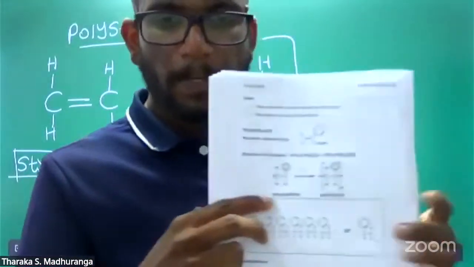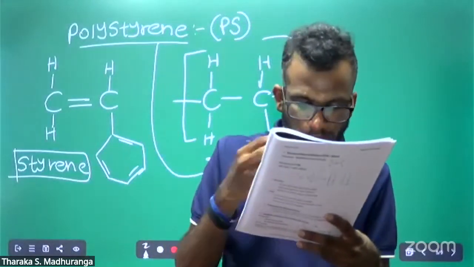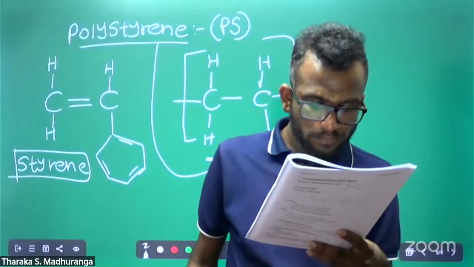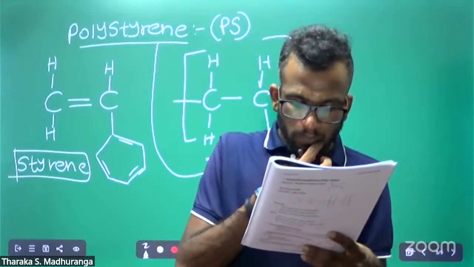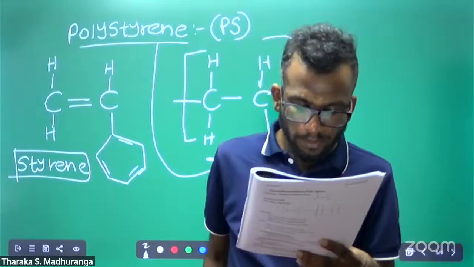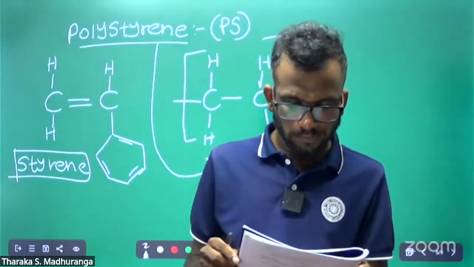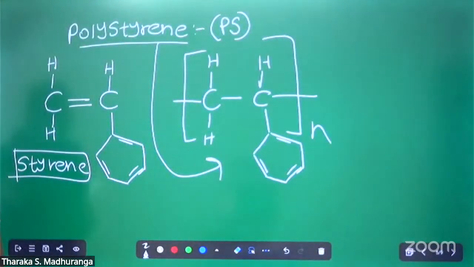You can see this is the structure. The polystyrene, you already know, is lightweight, transparent, a good insulator, not an electricity conductor. It is used for disposable cups, food packaging, insulation materials, CD cases, and laboratory equipment. Okay, the final one is Teflon.